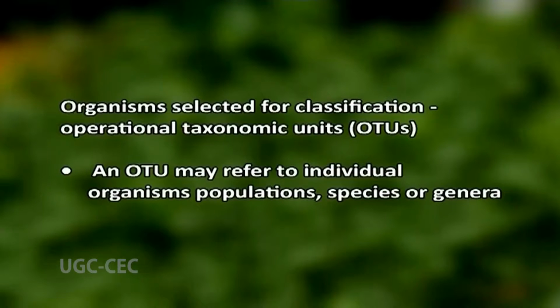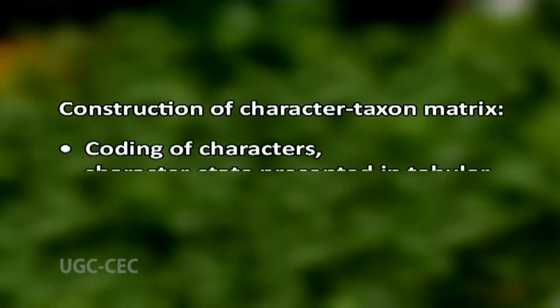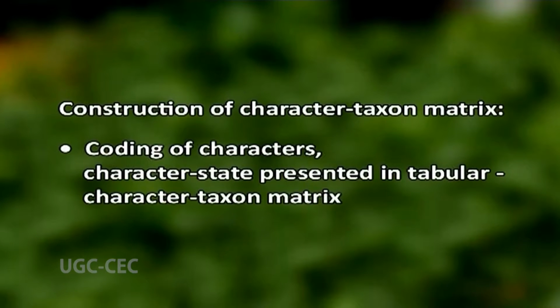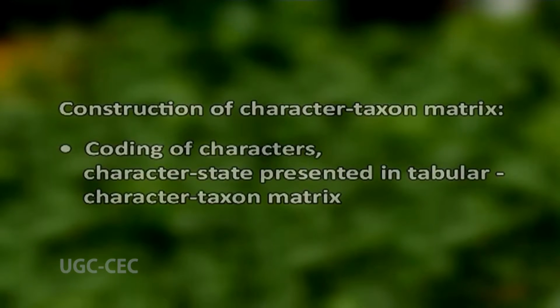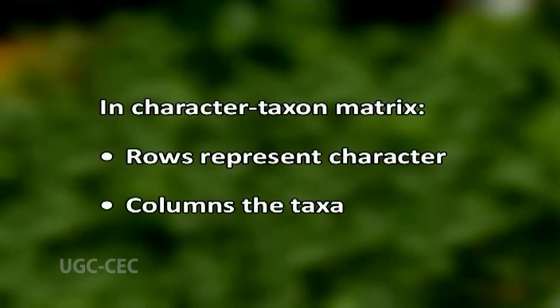The second step is selection of characters. The minimum number of characters, as I stated earlier, is 60 for numerically based classification, whereas 100 characters are considered ideal. This is followed by description or measurement of these characters. Third is the construction of a character taxon matrix. The coding of characters and character state is presented in a tabular form, which is known as a character taxon matrix. In a character taxon matrix, rows represent the character and columns the taxa.